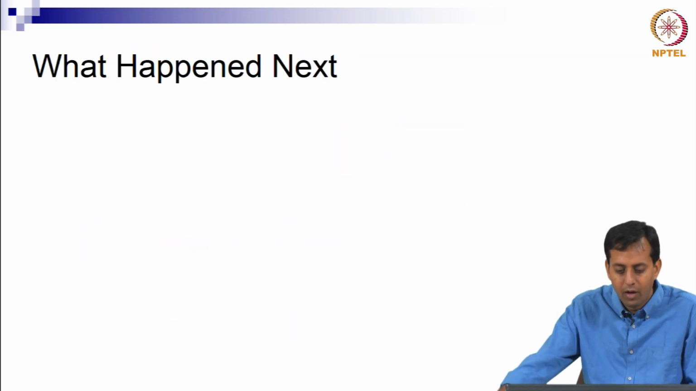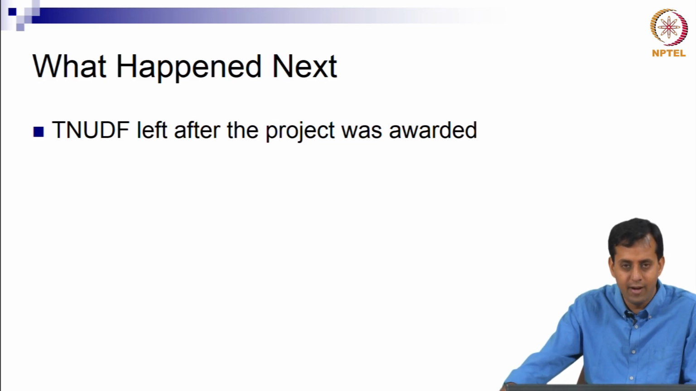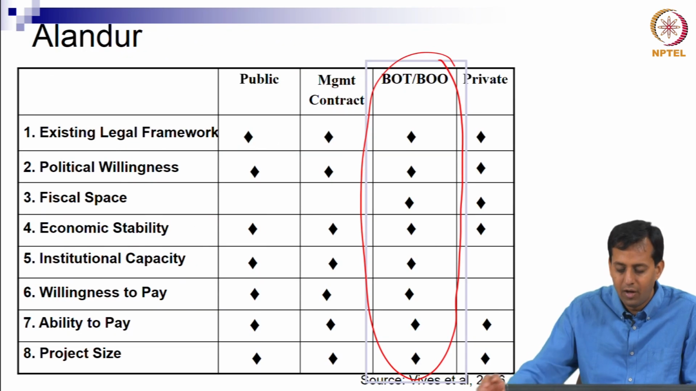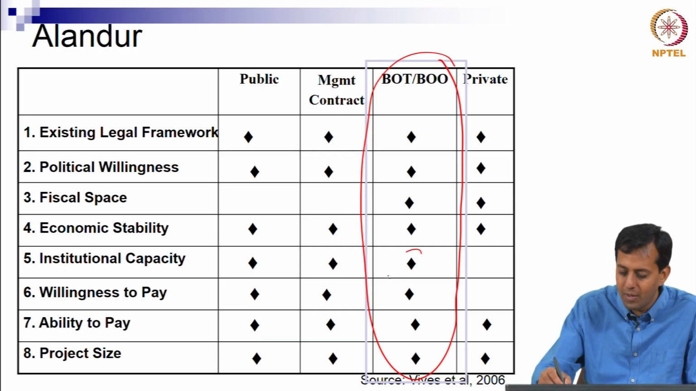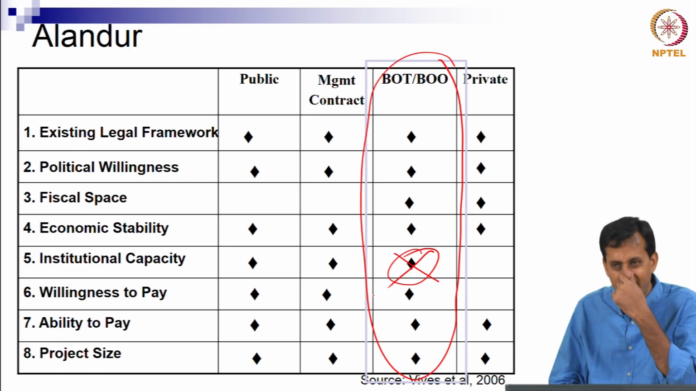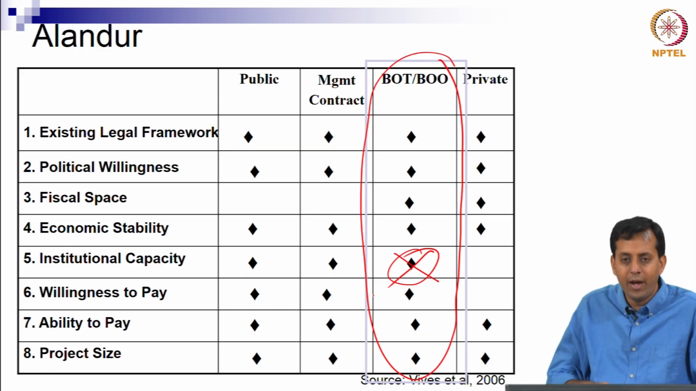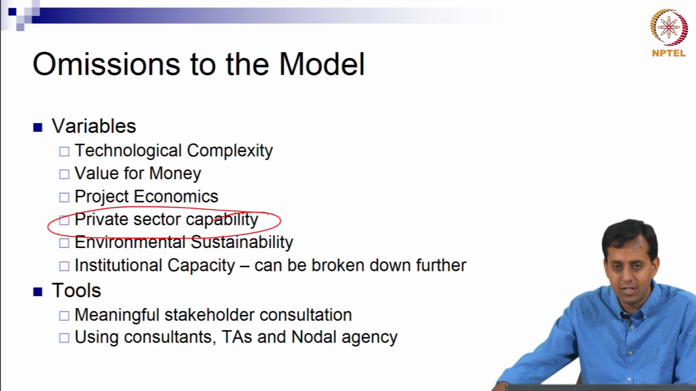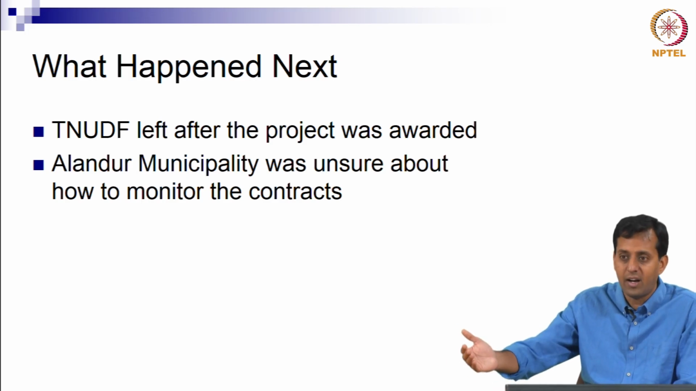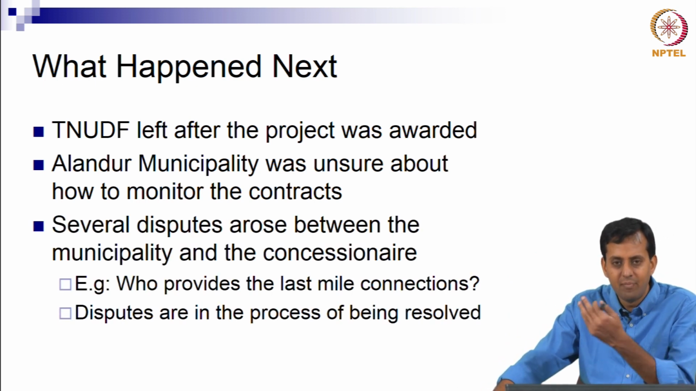Okay, just quickly, what happened next on this project? Project went well, the project was awarded successfully. TNUDF left after the project was awarded. Now here what happened was, if you go back to this chart here, this institutional capacity that we put in because TNUDF came in, this went back out. So the moment TNUDF said, look, we are here to finance this project, you have financed it, you have selected somebody, why do you need my help now, let's go away. But TNUDF was playing an important role with regards to capacity, they were helping monitor the contract, all of that. So Alandur was unsure about the contract, because they hadn't got into the details of the financing, the contracts, etc., and a few disputes started arising.